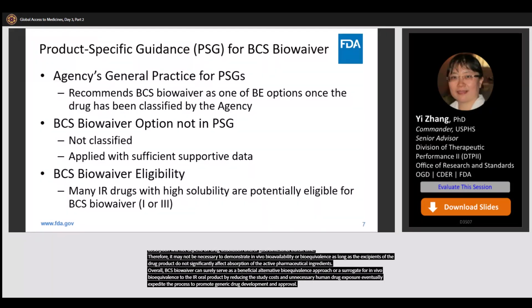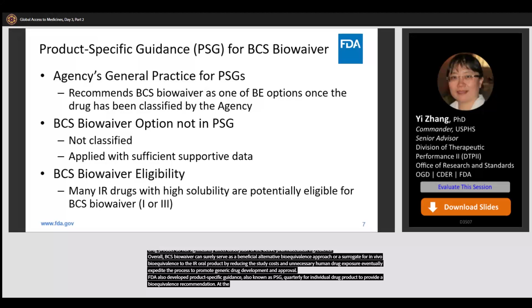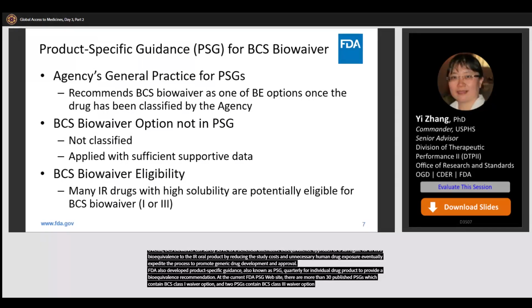FDA publishes product-specific guidance, also known as PSG, quarterly for individual drug products to provide bioequivalence recommendations. At the current FDA PSG website, there are more than 30 published PSGs which contain a BCS Class 1 waiver option, and 2 PSGs contain a BCS Class 3 waiver option, including pentosan polysulfate sodium capsule and hydroxychloroquine sulfate tablets.